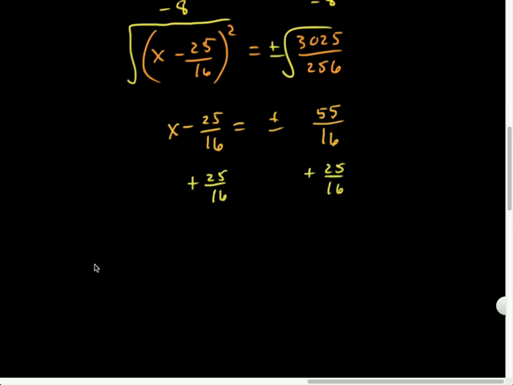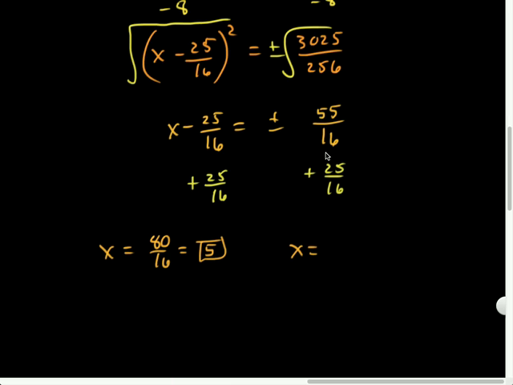So I'm going to get 2 solutions for x. One in which x is positive 55 plus 25, so that's 80/16, which reduces. Actually, does that reduce completely? It does, doesn't it? 16 does go into that 5 times. And the other one, I get x equals negative 55 sixteenths plus 25.